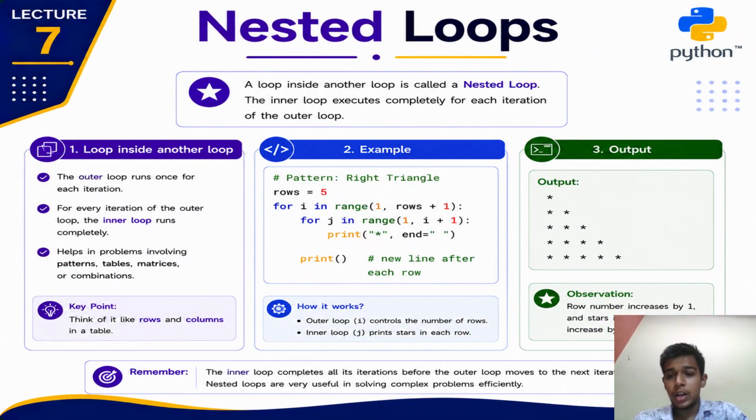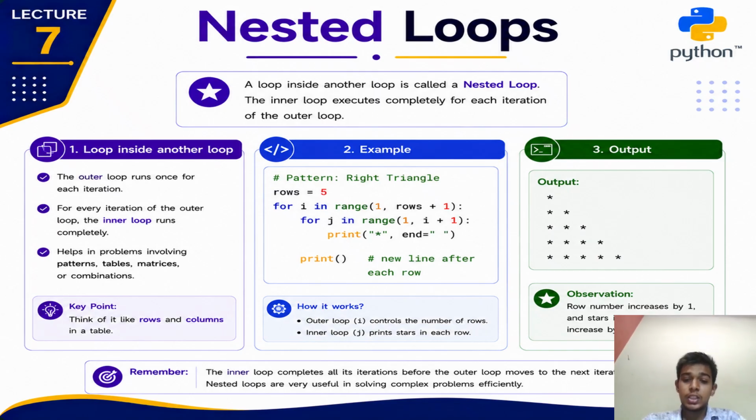Now, let's learn about nested loops. So, what is a nested loop? A nested loop simply means a loop inside another loop. The loop on the outside is called the outer loop, and the loop inside is called the inner loop. The most important thing to remember is that for every iteration of the outer loop, the inner loop runs completely.